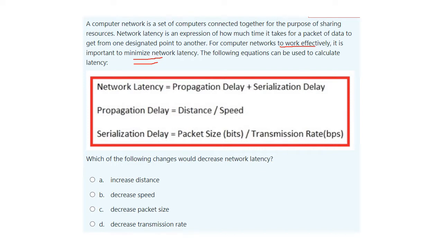The following equations can be used to calculate latency. The network latency is equal to the propagation delay plus the serialization delay. So if we want to decrease the network latency, then we need to decrease the propagation delay and decrease the serialization delay.